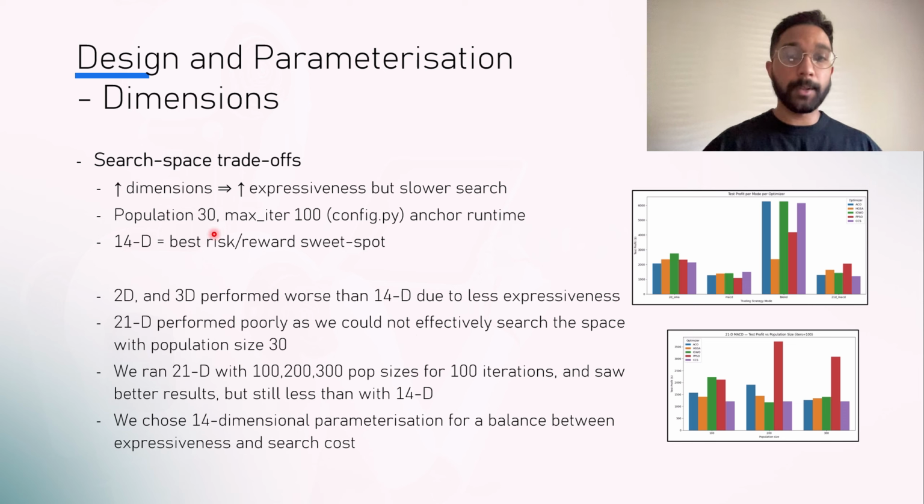just 30 population size. We ran extended trials with population sizes of 100, 200, and 300, saw some marginally better results compared to just 30 populations, but it still couldn't beat the 14-dimensional model. As such, we would have to increase the maximum iteration count to have more coverage of the solution space, or even increase the population size even more, but that will increase the cost of exploration, and we decided to not go ahead with the 21-dimensional model, but instead chose the 14-dimensional parameterization strategy, as it performed the best out of all the other dimensions, and it struck a balance between expressiveness and search cost.